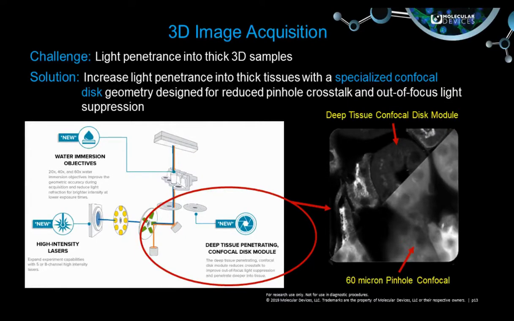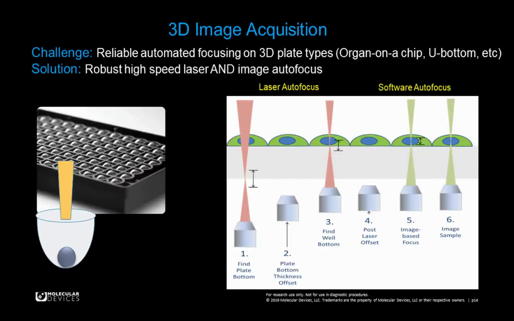The second challenge for 3D image acquisition is light penetrance into thick 3D samples. We just discussed the confocal disk module that increases light penetrance into thick tissues with a specialized disk geometry designed for reduced pinhole crosstalk and autofocus light suppression. In this image, you can see a 60 micron pinhole confocal spinning disk versus the deep tissue confocal disk module.